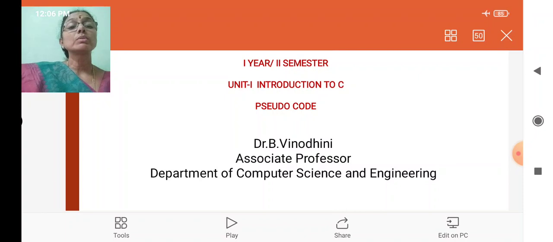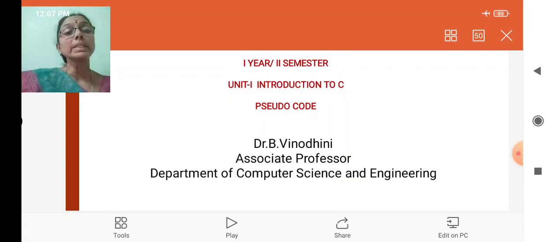In today's class, we are going to see pseudocode. In the previous video, I explained what the problem solving technique is. Problem solving techniques are used to solve the problem and to represent the logic of the problem clearly to the end user before implementing or coding the given problem. So pseudocode is one of the problem solving techniques.